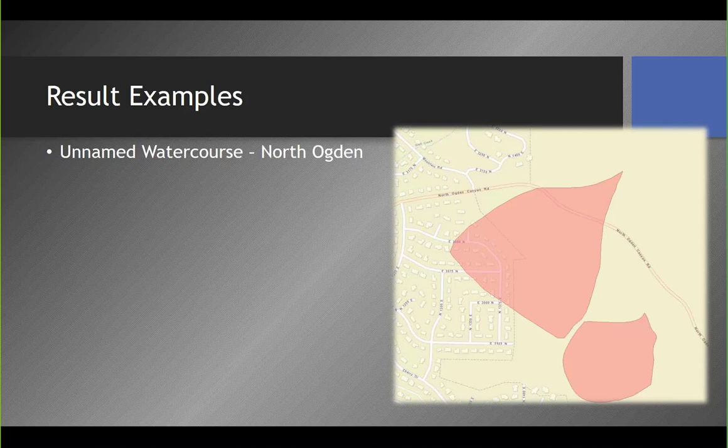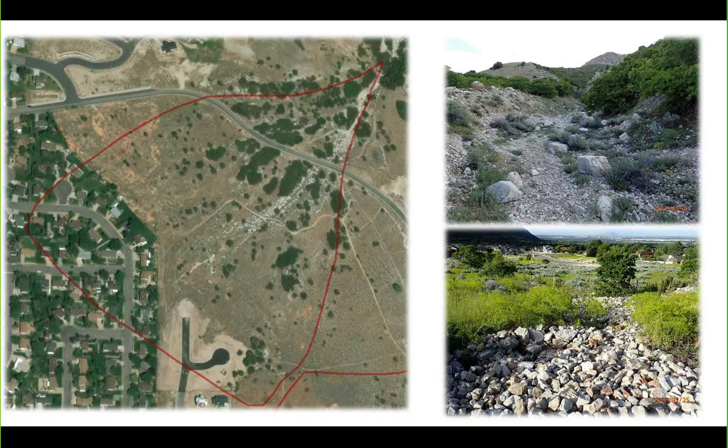It crosses North Ogden Canyon Road here. It's an unnamed watercourse. And so the figure on the left here is that same delineated landform from the previous screen, but with the modern aerial photo underneath. And I want to point your eye to these contrasted bright areas. These are debris flow lobes and debris flow accumulation.